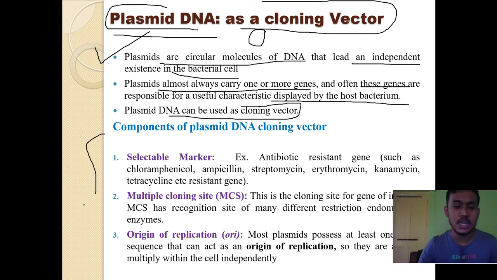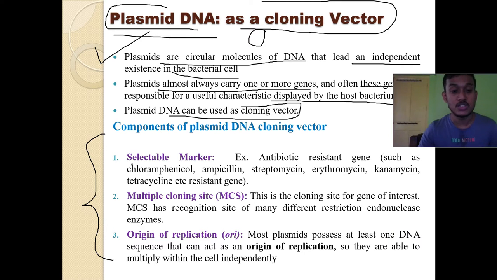Some of the features make it useful for use in recombinant DNA. So, here we go. Some of the features are the selectable marker. Some examples of selectable markers are antibiotic resistance genes, such as chloramphenicol, ampicillin, streptomycin, erythromycin, tetracycline, etc. resistance genes. Next we have the multiple cloning site, which is the cloning site for the gene of interest.